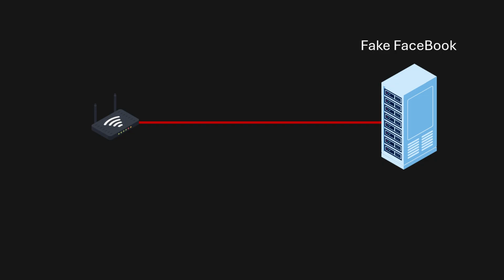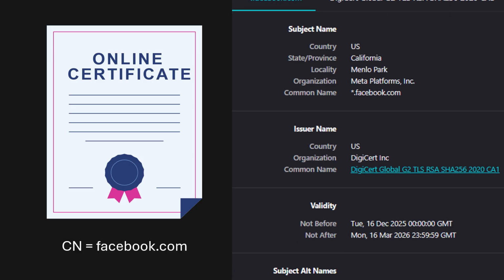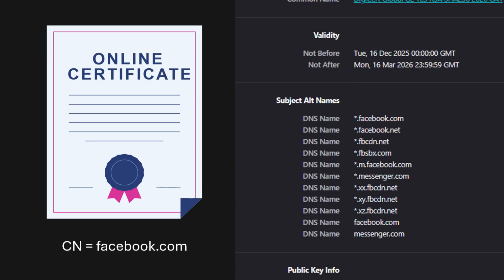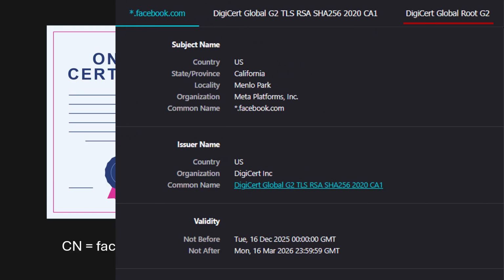But there is still a problem for the attacker. When my fake server responds to a browser request, it must present a certificate. So I created one. The certificate's common name is facebook.com, which means the domain name technically matches what the browser expects. However, matching the domain name is only one part of the verification process. The browser also checks who signed the certificate. It then checks who signed that certificate and continues working up the chain of signatures until it eventually reaches a root certificate that exists in the system trust store. This process is known as the certificate trust chain.